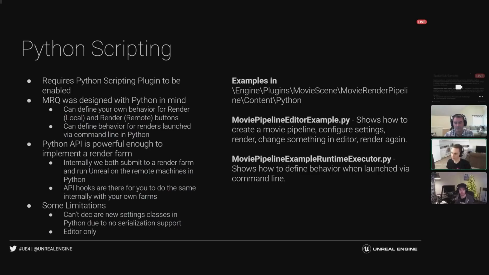So if you'd like to find out more information about our Python scripting, we have examples in the movie scene / movie render pipeline / content / Python folder. And with this, we ship 2 examples. One of them is an example in the editor, and it's going to show you how to create the movie pipeline, configure the settings, render it in the editor, change something in the editor world, and render again. This can be useful if you're trying to automate rendering turntables. You might want to assign your actor in the editor world, render the turntable, come back to the editor world, change which actor is in the turntable, render it again, and things like that.